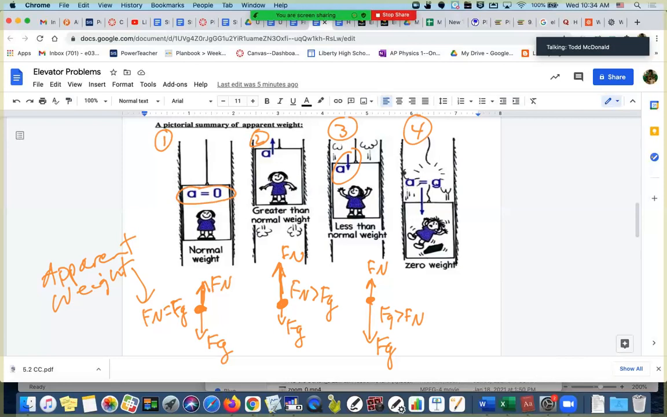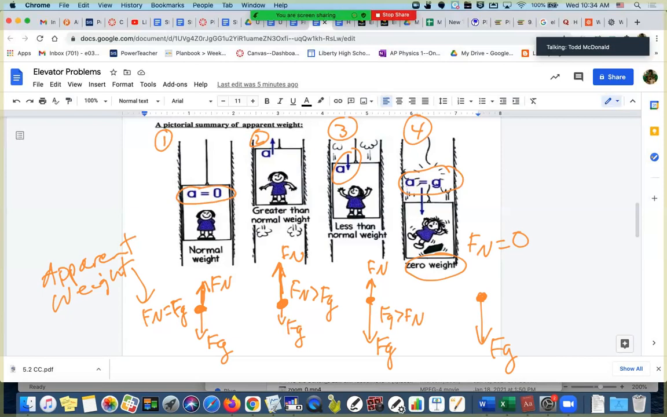Okay. And then scenario 4. This is bad news. The cable breaks on the elevator. What happens? All we have going on here is the force of gravity downward. There is no force pushing back. And so it's going to look like on the scale that you have no normal force, that your normal force or apparent weight equals 0, because you're going to be free falling downward as the elevator falls, right? So those are your 4 scenarios.